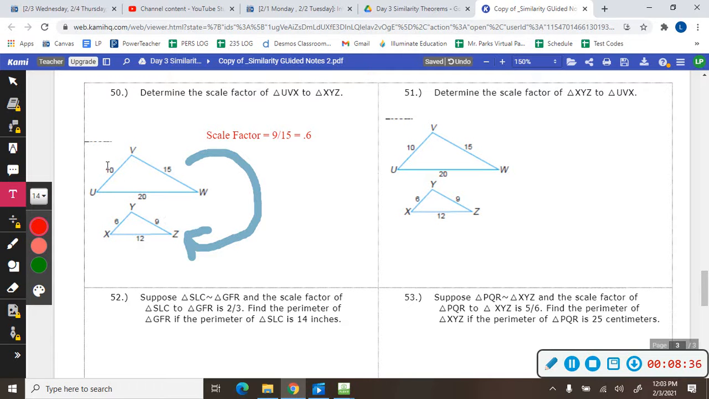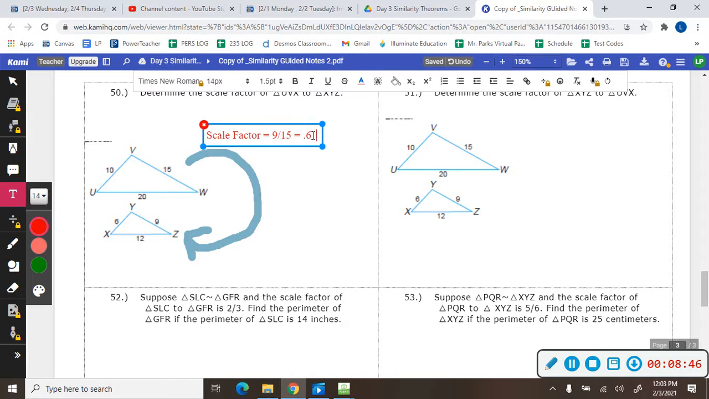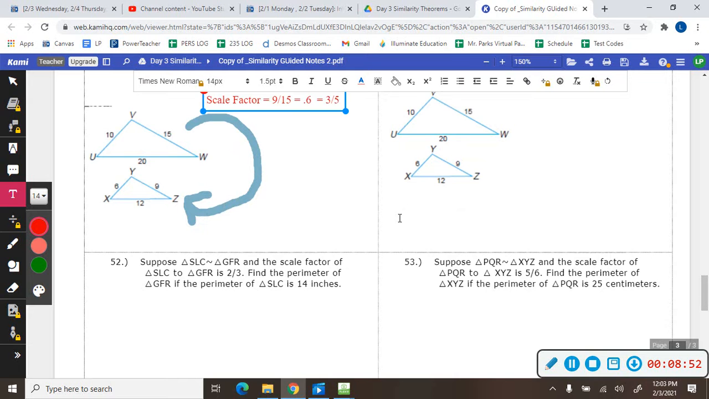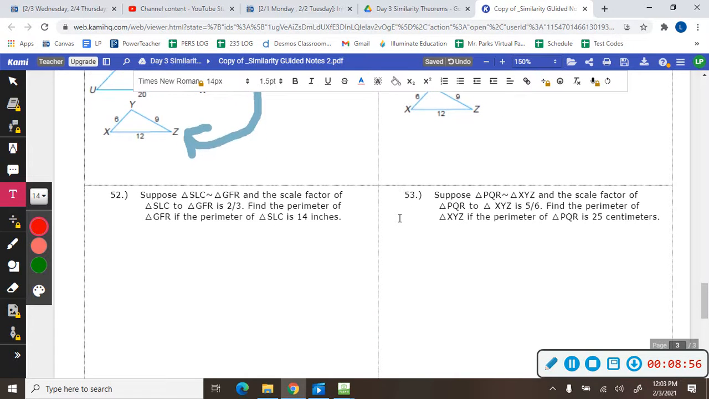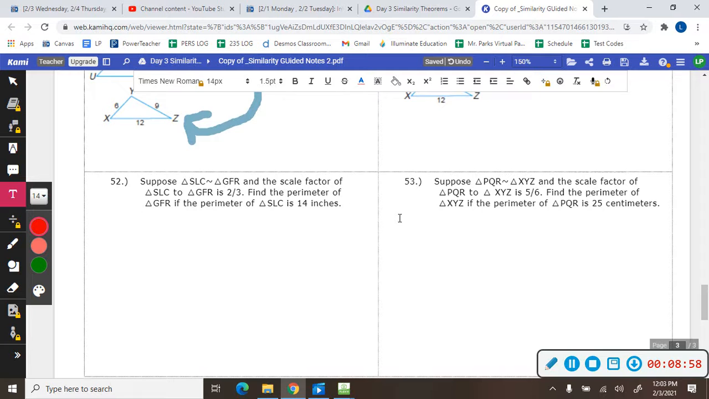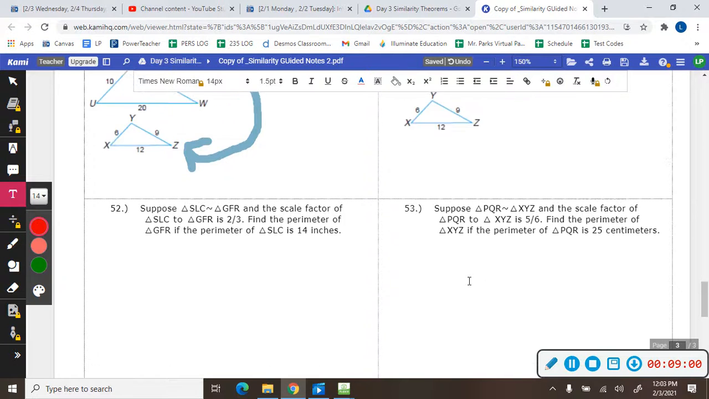If you multiply 10 times 0.6, you get 6. And if you multiply 20 times 0.6, you get 12. You may also see that written 0.6 is the same thing as 3/5. So that's what scale factor is. I think that's enough.